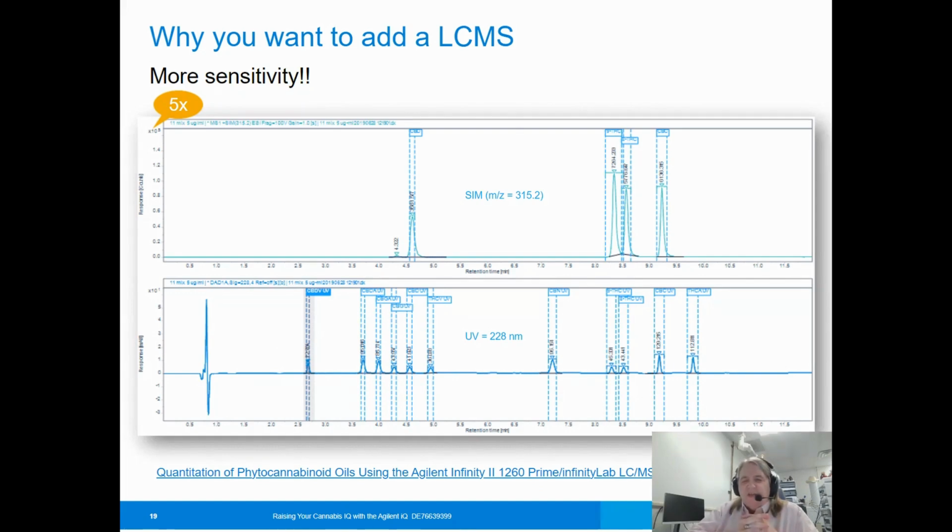This is the sensitivity. Look at the difference in sensitivity within the system, okay? You can't see it in the UV, where look at how much difference we're seeing in the time of flight. This is the 315 single ion monitoring. So what single ion monitoring is you tune your mass spec, and it's like tuning it to a radio station. It's looking at the mass to charge ratio of 315. This is the UV below. Look at the difference between the same signal. 5 times more sensitivity. That's huge, okay?